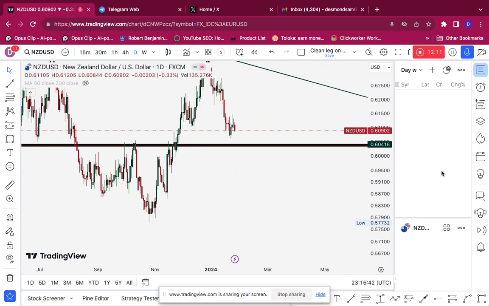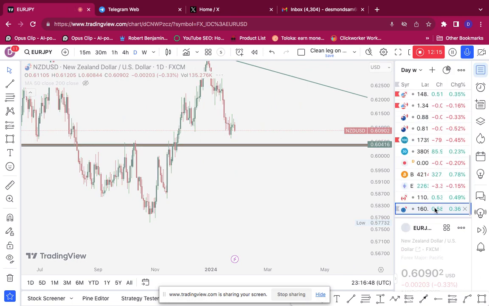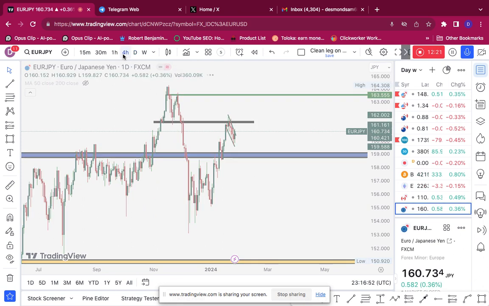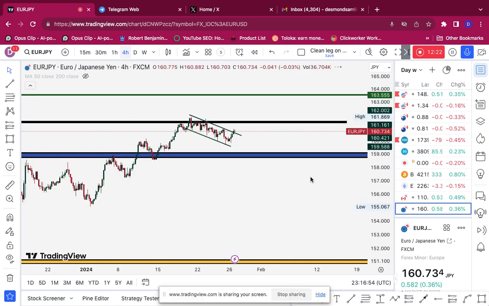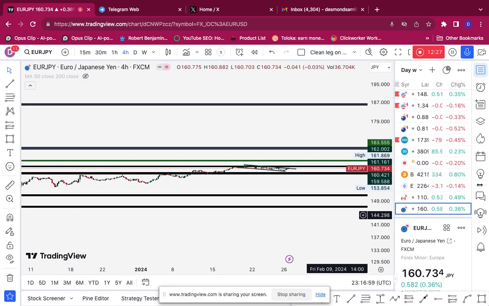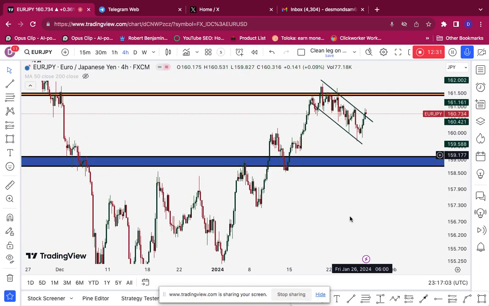The next pair on my list here would be the EurJpy. The EurJpy is starting to give us some clean structures, guys. I can see what is looking like a flat pattern here after a nice bullish trend. So I'm actually very, very patient with this pair. We had this bullish trend to the upside.